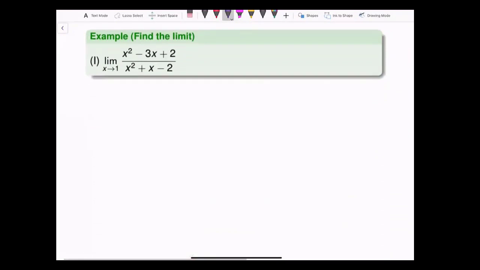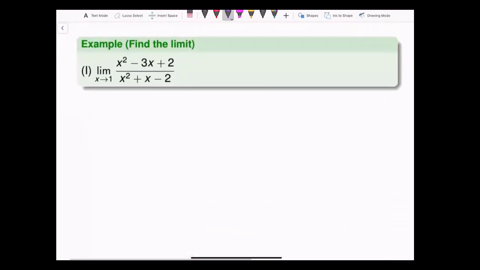So here, this is the quotient. You go right away to the denominator and find the limit of the denominator as x approaches 1. Well, this is a polynomial. This will be 1 squared plus 1 minus 2. This is 0. The limit of the denominator is 0. Right away, you conclude that you cannot use the quotient law.